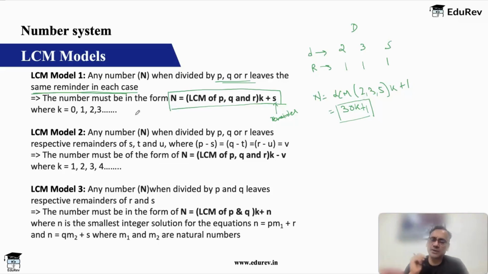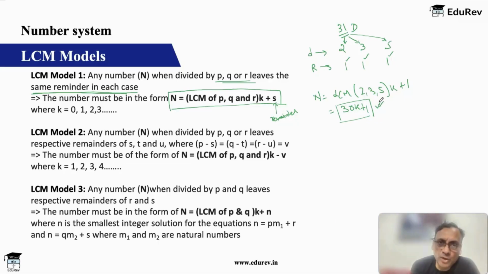K in fact can be 0 also, but 0 normally is not taken because then nothing gets divided. The quotient will be 0. So if I take k as 1, then your first number is 31. So let's check 31. 31 divided by 2 will give you remainder of 1. 31 divided by 3 will give you remainder of 1. 31 divided by 5 will give you remainder of 1. If you take k as 0, 1 divided by 2 will also give you 1, but in that case the quotient will be 0. If you take k as 2, then you will have 61. 61 will also satisfy this. So you will not get one answer, you will get multiple answers.